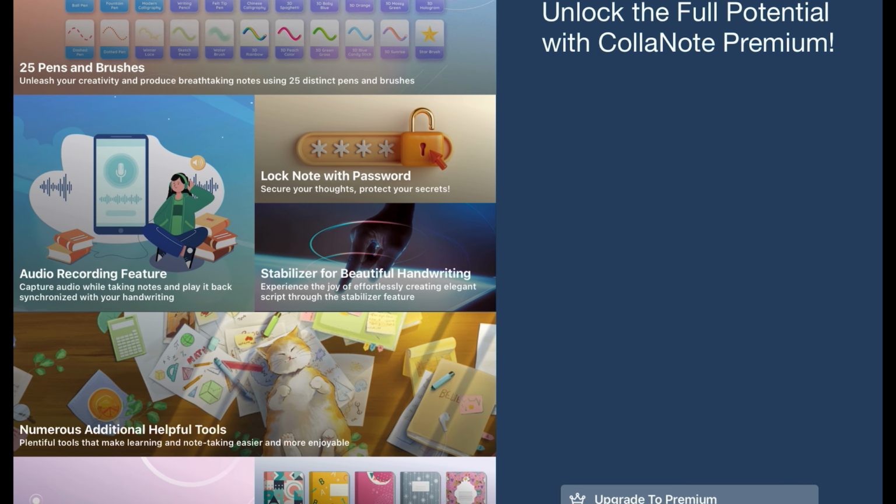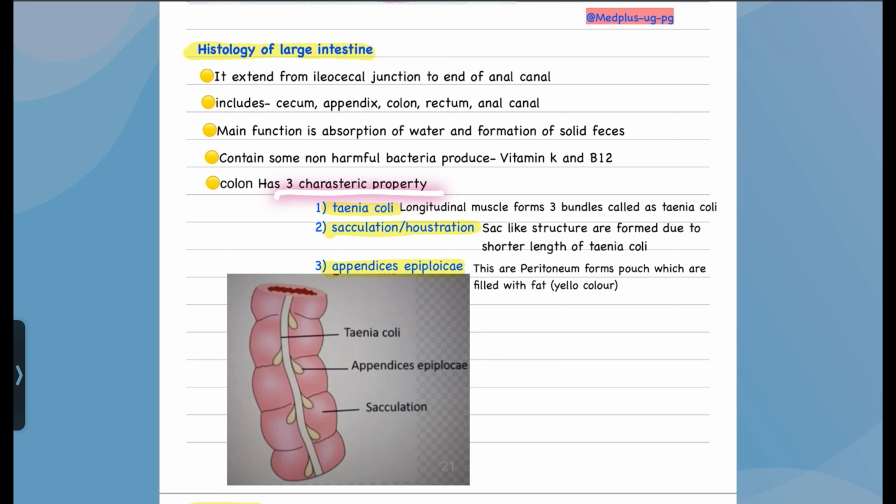So the colon has three characteristic properties. This will be asked in your gross viva, practical, and histology viva. These are tinea coli, sacculations or haustration, and appendices epiploicae. Tinea coli are nothing but longitudinal muscle which is present in the muscularis externa layer. It forms three bundles which are called tinea coli. As we can see here, a longitudinal muscle layer. This is nothing but a tinea coli. We will have three, but we are appreciating only one. Another may be present on this side on the posterior aspect.